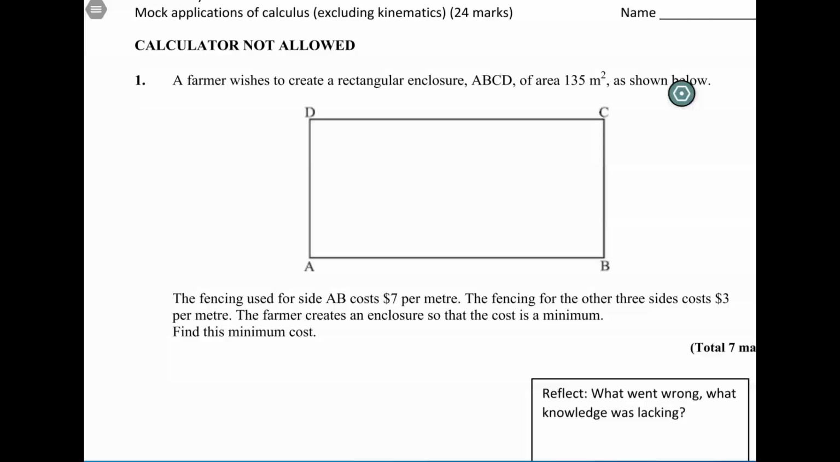This is the mock exam for applications of calculus, including kinematics. First problem is an applications of differentiation problem, an optimization problem. Very typical for optimization problems.